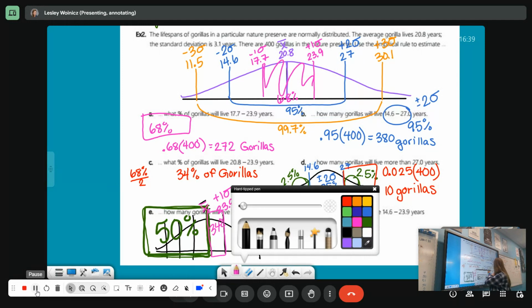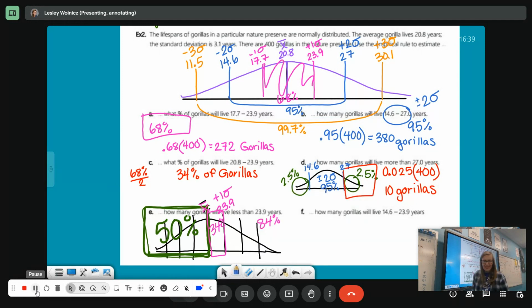Okay, but we're not done yet because it doesn't ask us what percent, it asks us how many. So I still have to convert that into a decimal and multiply by 400. So it's 0.84 times my 400 gorillas. I'm getting 336 gorillas.